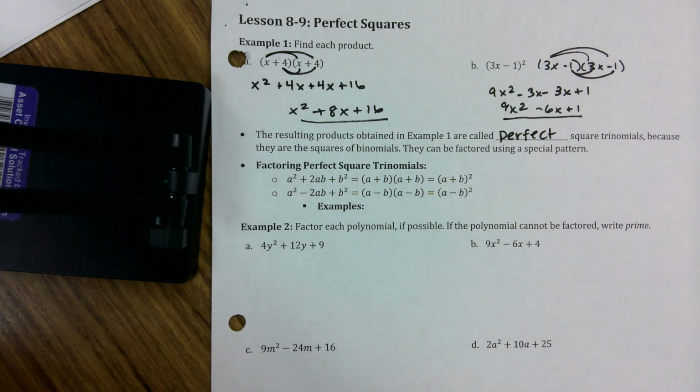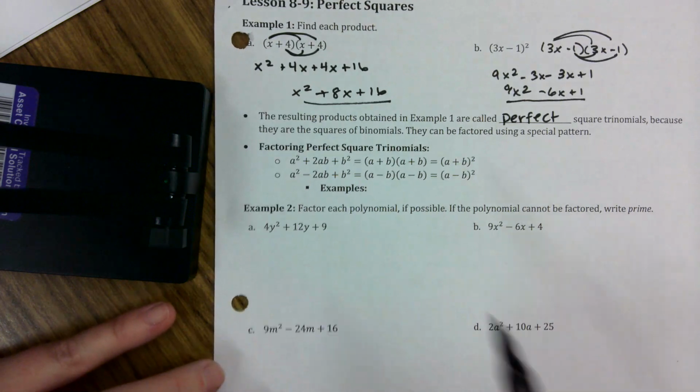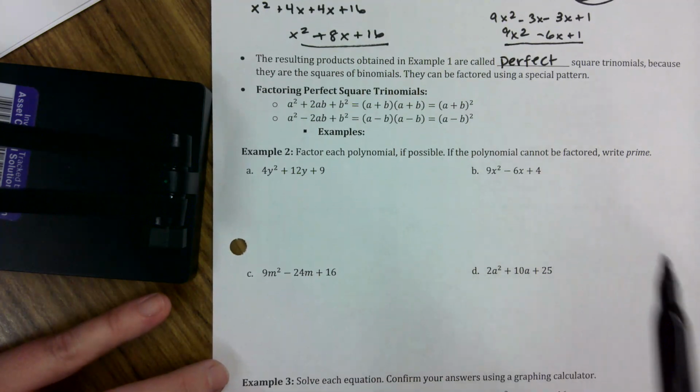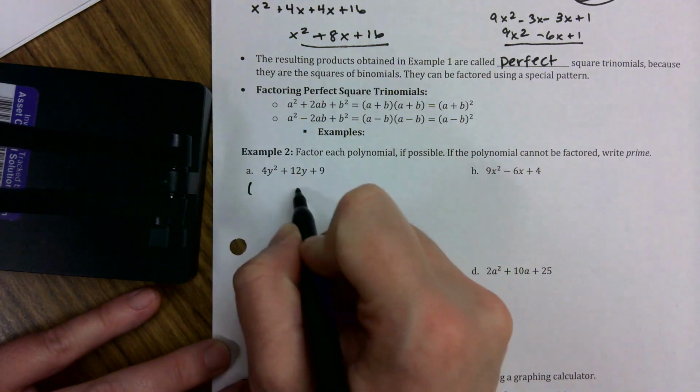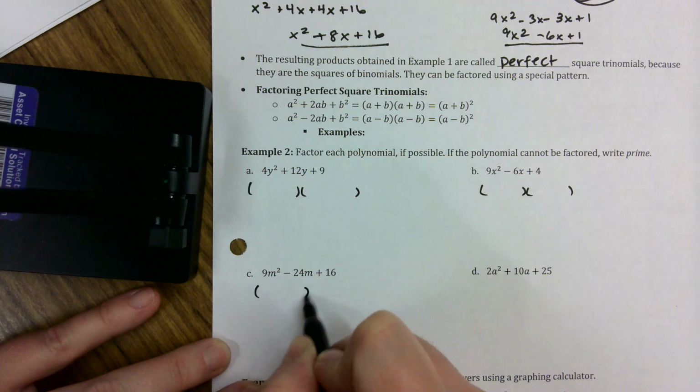Because they are squares of binomials, they can be factored using special patterns. It's either going to be plus plus the same thing or minus minus the same thing. It says factor each polynomial if possible. If the polynomial cannot be factored, write prime. So we know we're going to get the same thing twice.